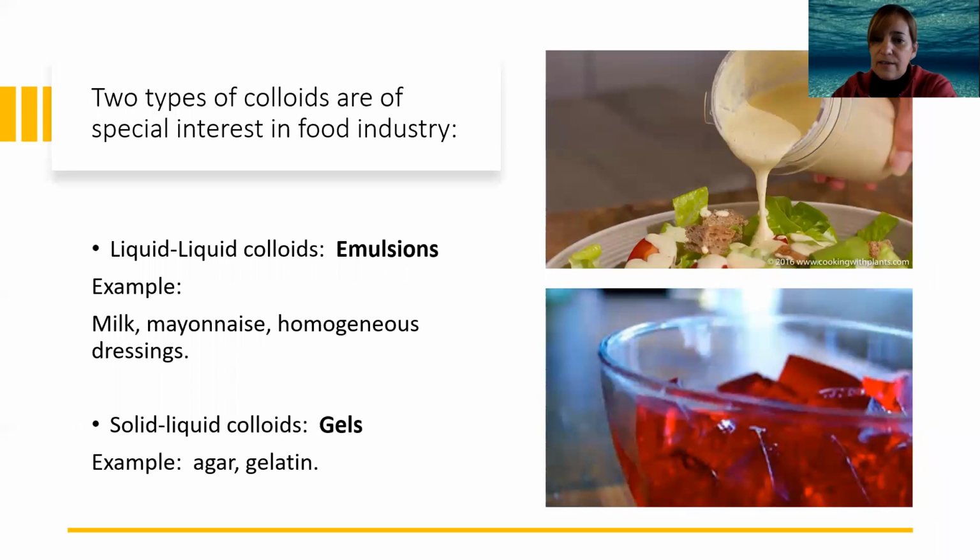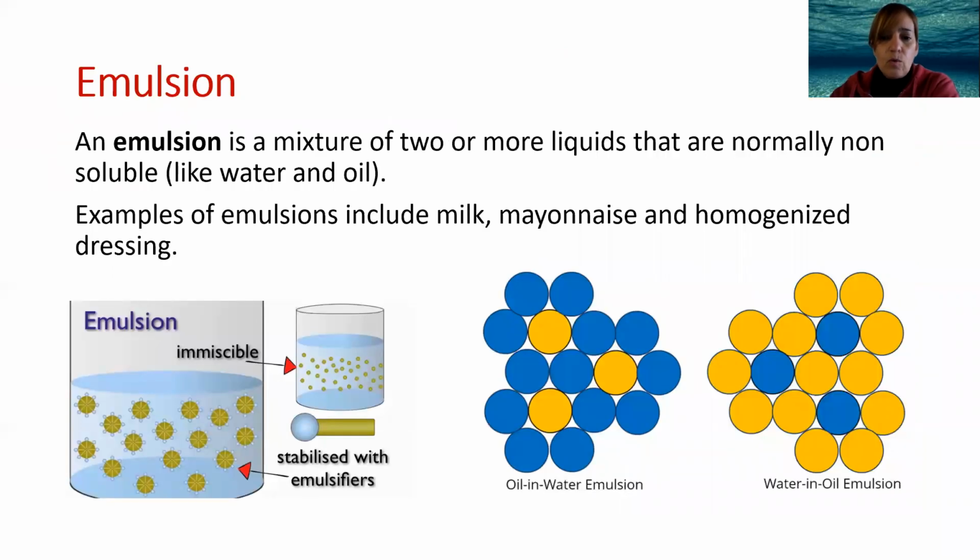The colloids are divided into different types. They are of special interest in the food industry and the cosmetic industry also. The liquid colloids are emulsions, examples are milk, mayonnaise, and homogeneous salad dressings. On the other side, we have the solid liquid colloids that are the gels. Gelatin and some jellies are examples of gels. When we're talking about emulsions, they are most of the times made with water and oil components.